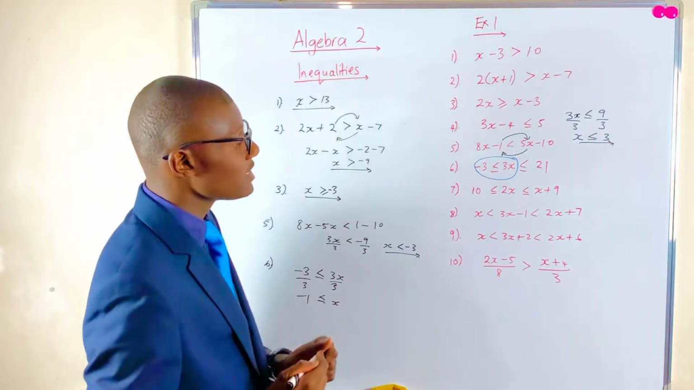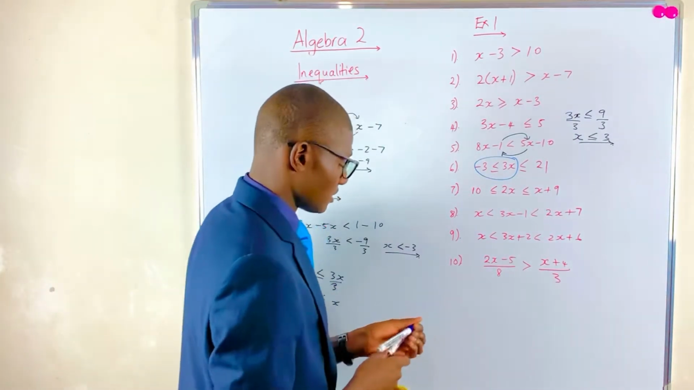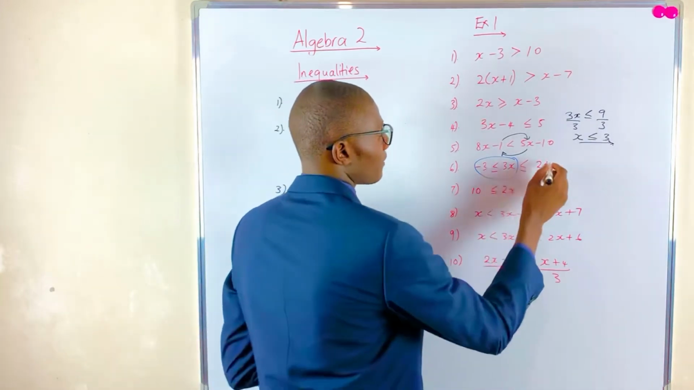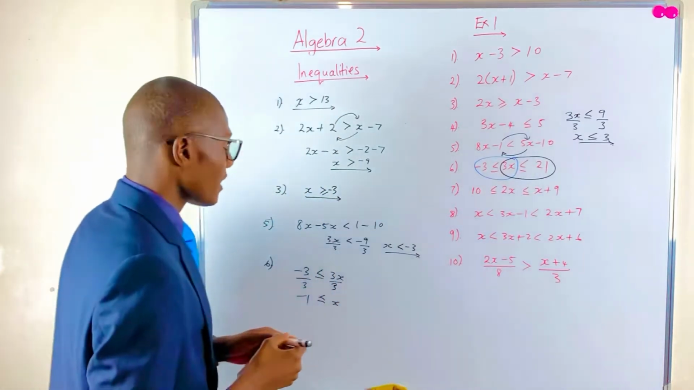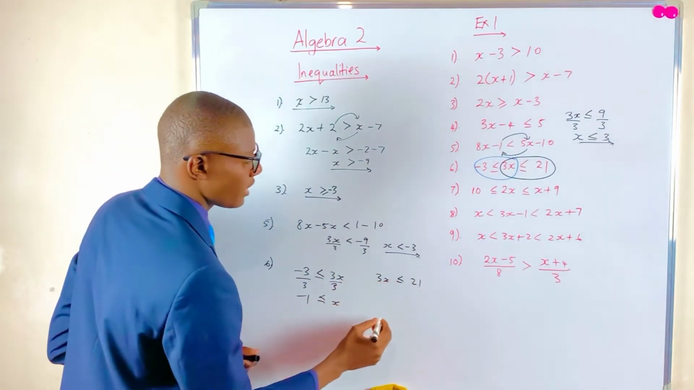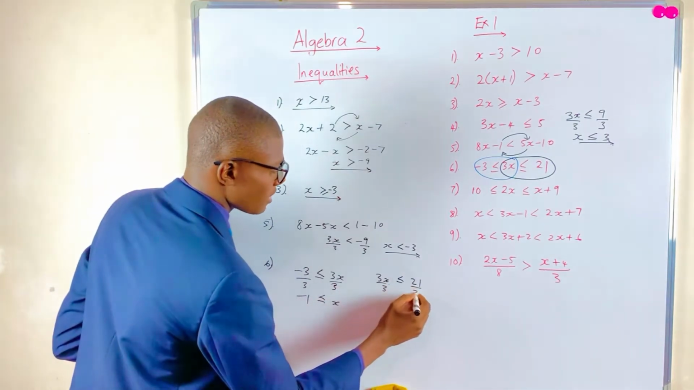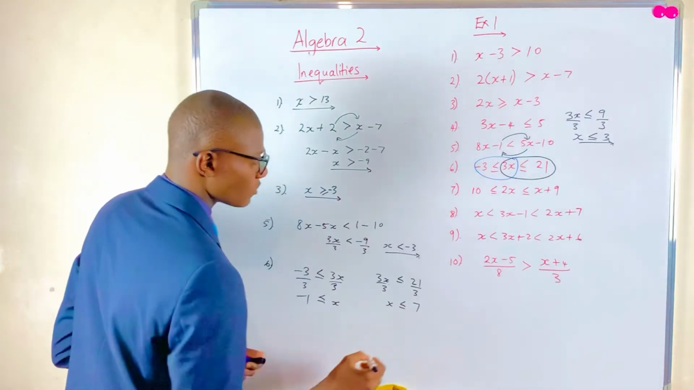Then for the second inequality set, we've got that, and that is 3x being less than or equal to 21. Then solving for x, that's dividing both sides by 3, such that x is less than or equal to 7.